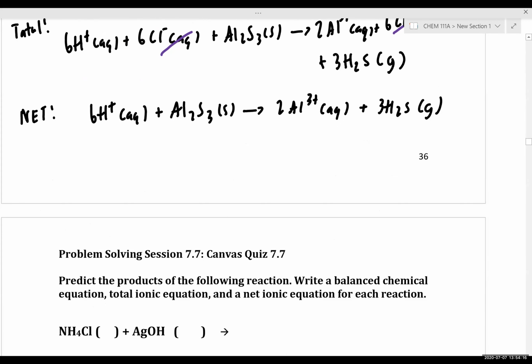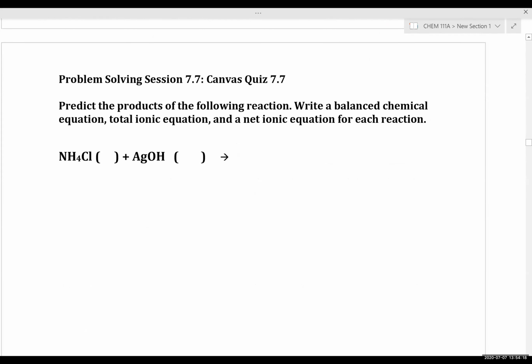Okay, so let's try to look at the following reaction. This is likely going to be an acid-base reaction. You can tell by the presence of a base, the hydroxide salt, and the presence of an acid in the form of ammonium. So let's try to predict the products of this reaction, and let's try to write a balanced chemical equation, total ionic and net ionic equation.